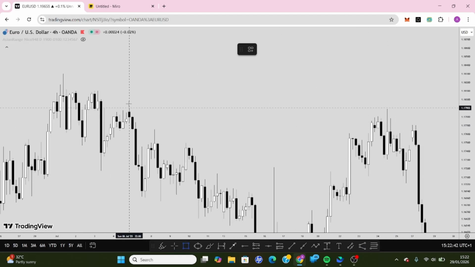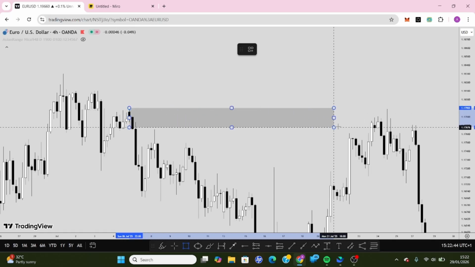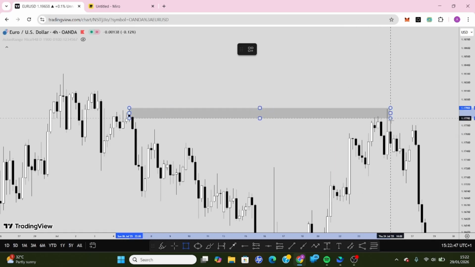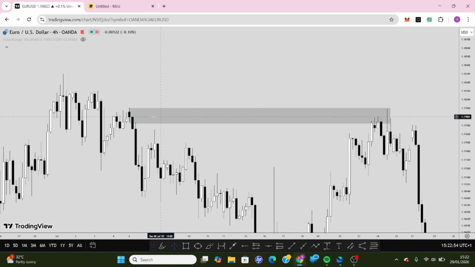Okay, look at this place. What do you see? A very nice supply zone. The moment price touches this place, you can see the last bearish candle. Some people like to mark the last bullish candle, but sometimes I prefer marking the last bearish candle before the sharp drop, and it all works.